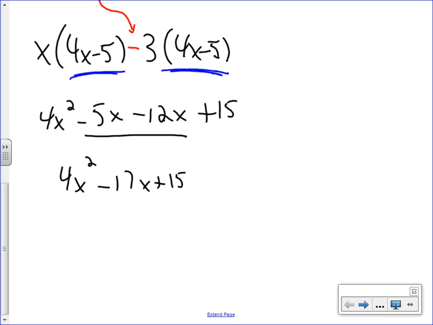Okay, is that easy enough? Yes? Okay, so what did I call this method? Method 1, Double distribute. Okay, let's look at method 2.